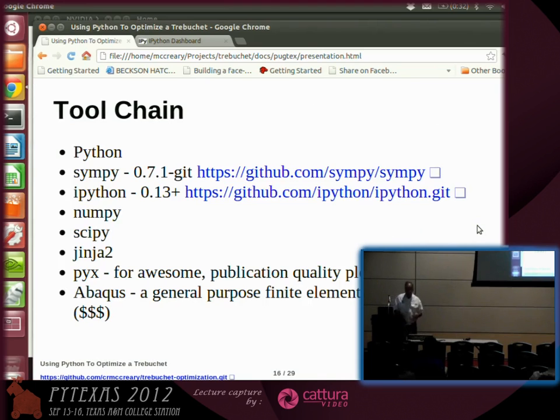But here's the tool chain. Python, obviously. SymPy for the computer algebra and computer calculus that we use and that I use also in my day-to-day work. IPython for the IPython notebook. Who here uses IPython and IPython notebook? Outstanding tool, especially the latest branch. I think it's 0.14, is that right? What are we at right now?